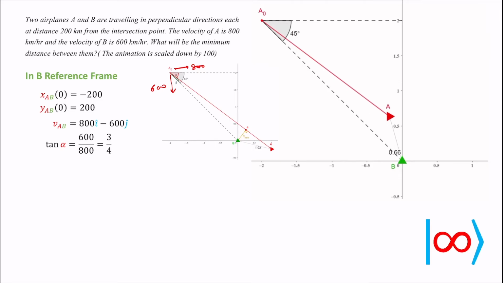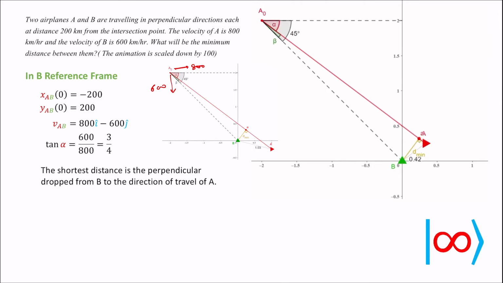When we follow along this direction, the shortest distance between the two planes is the length of the perpendicular dropped from B to the corresponding line. Now consider the triangle A not AB. The minimum distance is distance AB times sine beta.